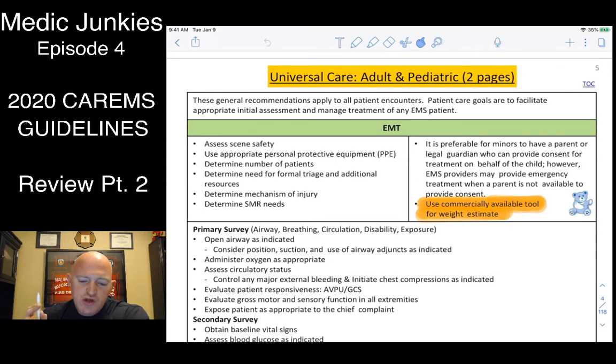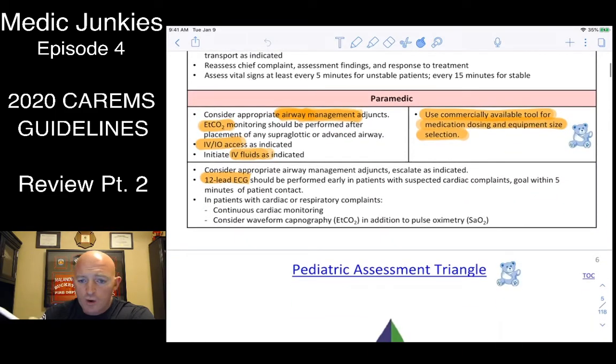Use commercially available tool for weight estimate. Okay, so whatever you're using, whether it's a Braslow tape, a COPA card, some other form of a cheat sheet, okay, make sure that you make a comment in your narrative that you used such and such resource. Okay, that way, if your chart ever gets pulled, people know where you're coming up with these weights. Where are you coming up with these drug dosages? Okay. Or if you did everything based off a formula, then go with the formula.